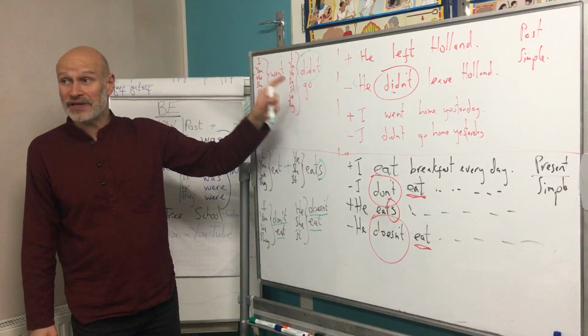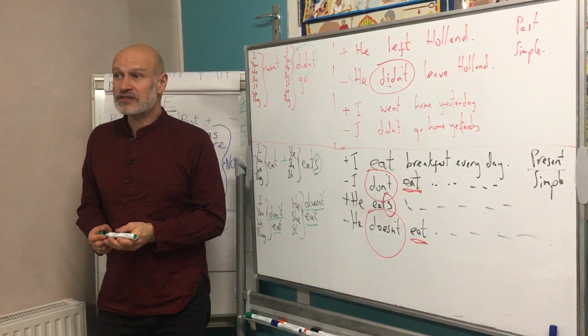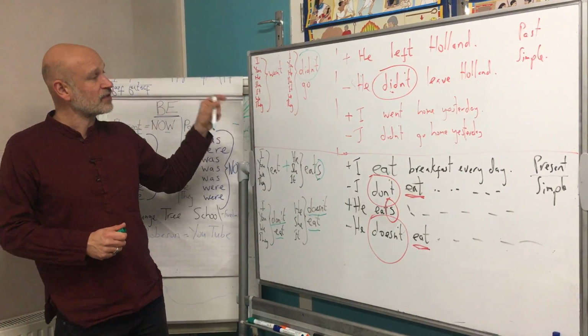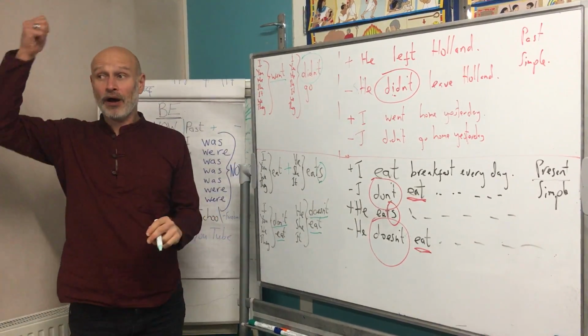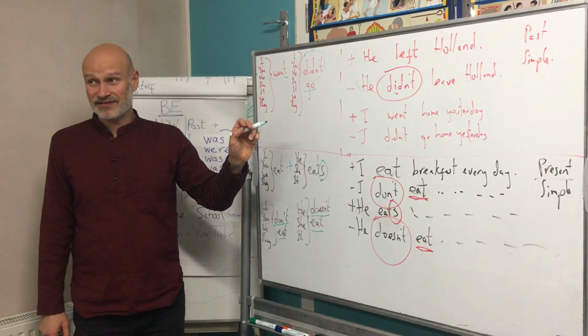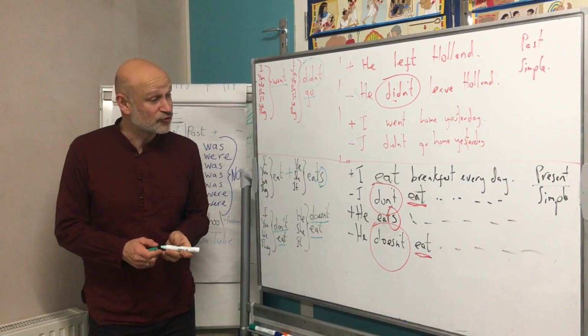The main verb is always present simple first person. So in the positive, the main verb is in the past. For the negative, the main verb is in the present. And that's all we need to remember for now.